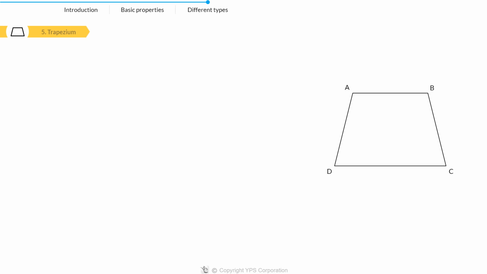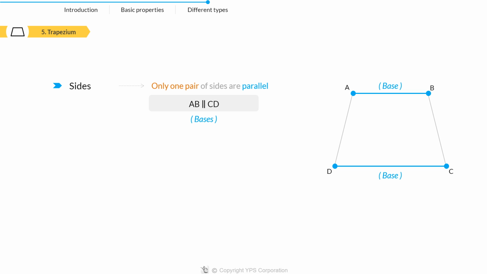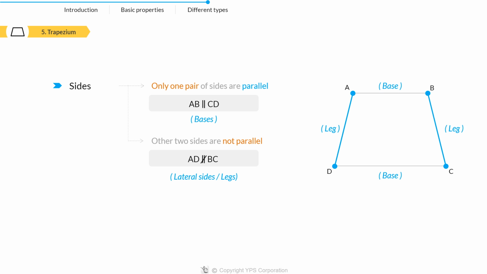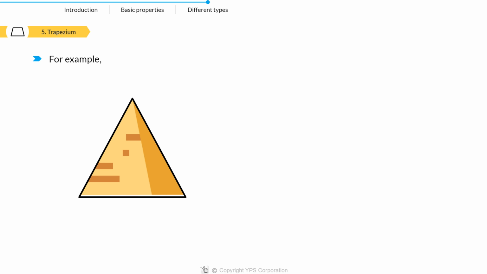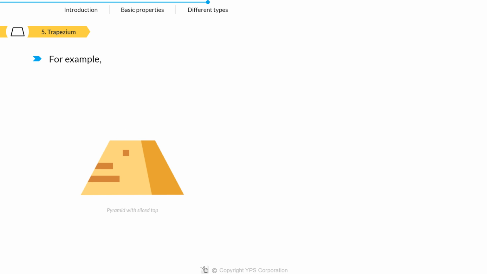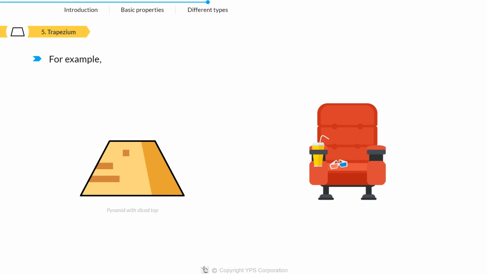The last quadrilateral that we will talk about is a trapezium. It has only one pair of parallel sides referred to as bases, and the other two sides are called legs or lateral sides. For example, take pyramids. I know you all will be like, hang on, that's a triangle. But imagine if you take out the top part of it, we get a trapezium. Similarly, have you noticed when you go out for a movie night and can't stop munching on that popcorn? Most of those popcorn bags are in the shape of a trapezium.